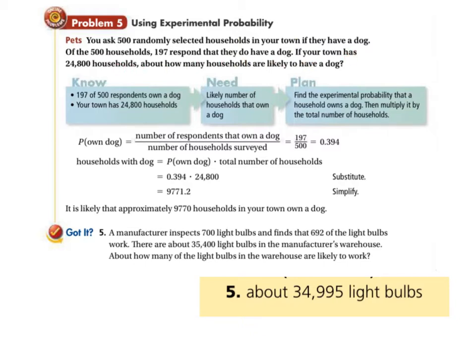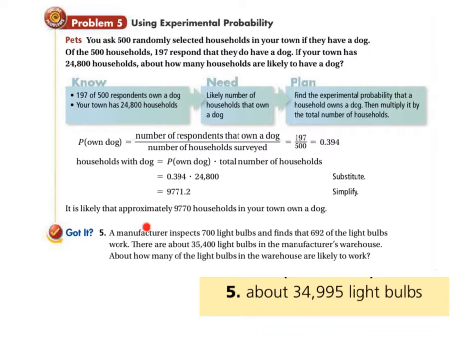So what you want to do is find, again, using your experiments, number surveyed, number that own a dog, 197 out of 500, which is 39.4%, or as a decimal, 0.394. Multiply that times the total households. And you can assume there's 9,771.2. You gotta know what the 0.2 does because that's gross. But again, about that many households that you would expect to have a dog.